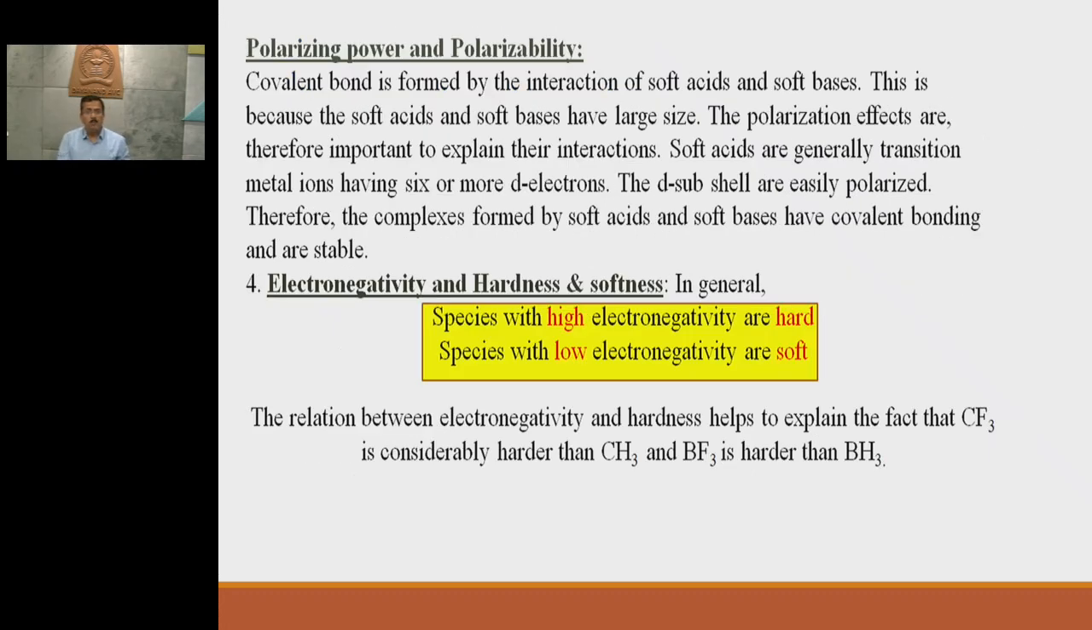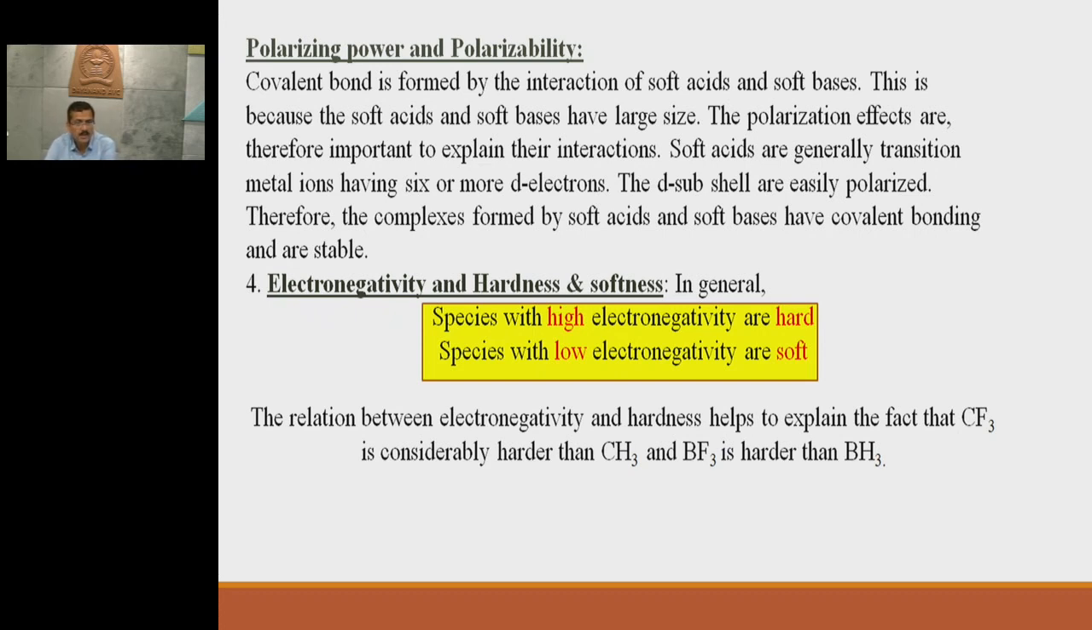Then polarizing power is one of the key aspects of the HSAB concept. Covalent bonds are formed by soft acids and soft bases, which have larger sizes, and their polarizing effect is explained with respect to interaction. These metal ions have d orbitals and d electrons, and these subshells can polarize easily, and therefore they show more stability with soft acids and soft bases.